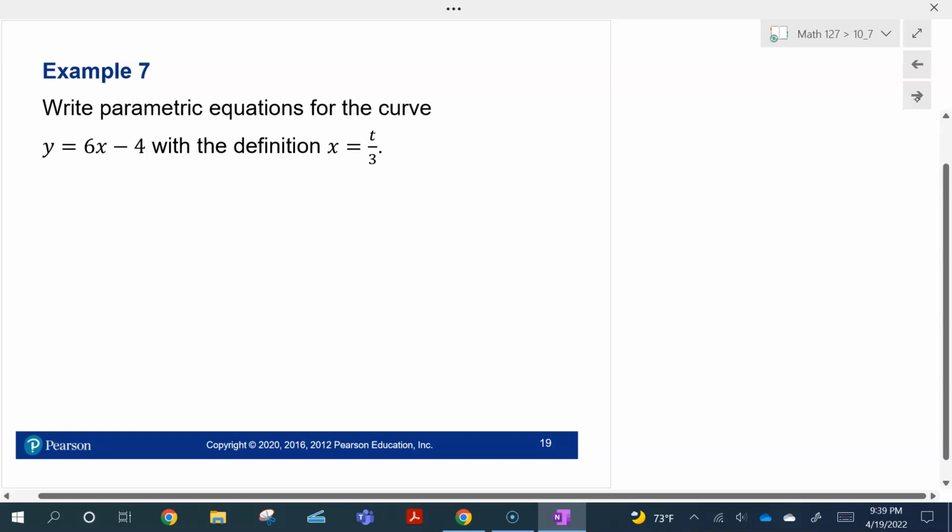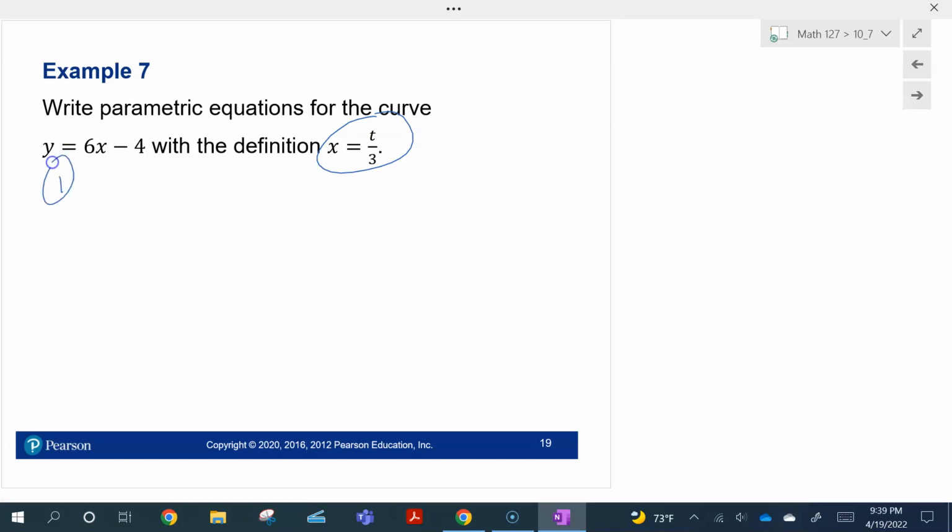Let's do another one here. Notice it's given us x equals t over 3, and so I'm going to use that definition, x equals t over 3, by substitution, and plug that in for x. So to solve for one of those variables, x is already in terms of t there. So by substitution, I can plug that in for x right there.